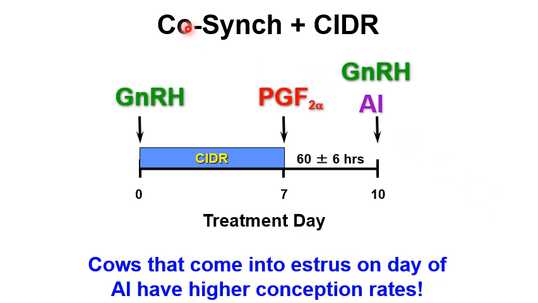So again, the CO-Synch protocol, the "CO" here is derived from Colorado State University, where this protocol was developed. So the cows that come into estrus on the day of AI have higher conception rates compared to those animals that have a delayed onset of estrus upon the administration of the second GnRH injection.